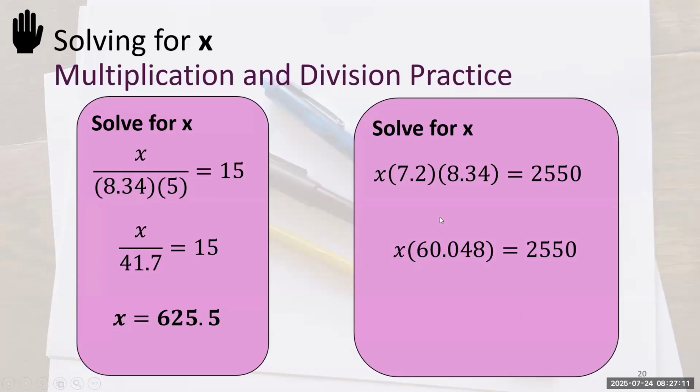Okay, so now to get that x alone, since we're multiplying on the left side, we're going to go ahead and divide both sides by 60.048. So if we do that on the left-hand side, it cancels out. If we do that also on the right-hand side, we get 2,550 divided by 60.048, and that gives us an answer of x equals 42.47. So awesome job. Thanks for participating, everyone.